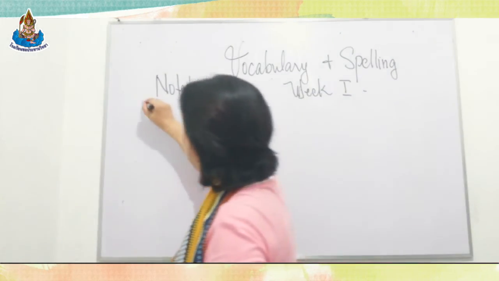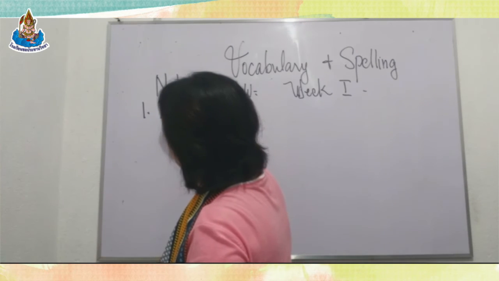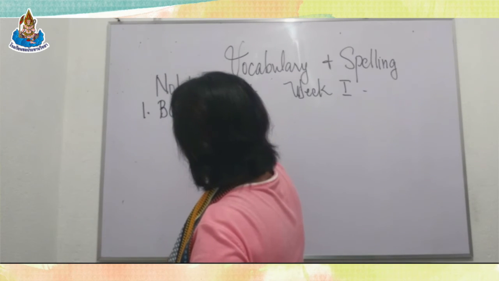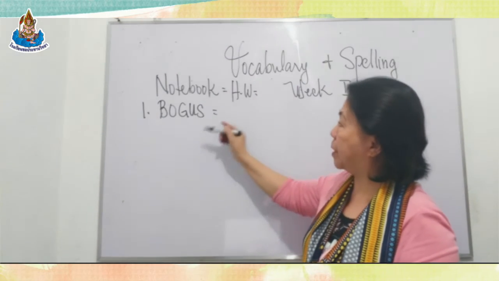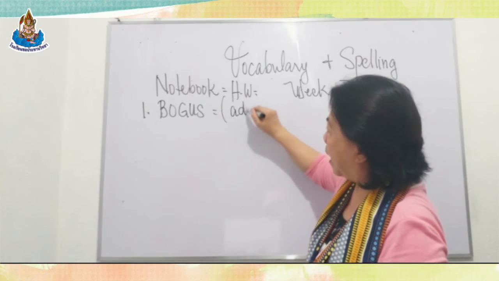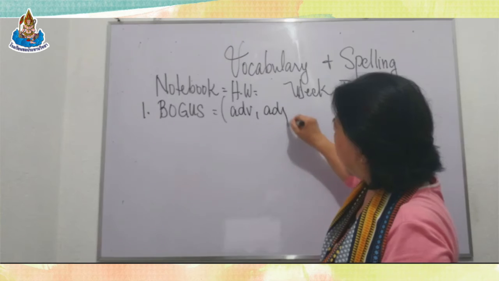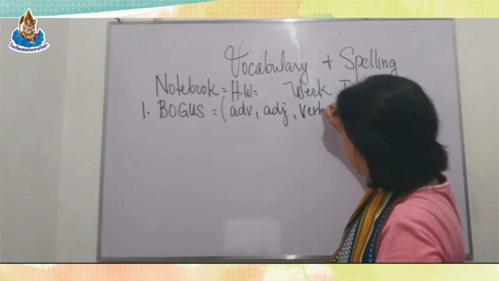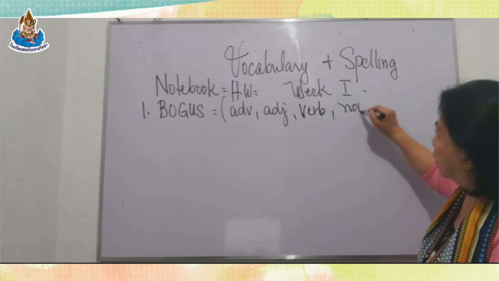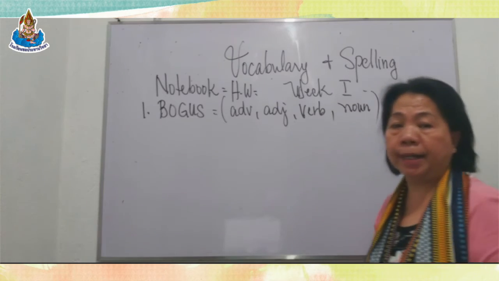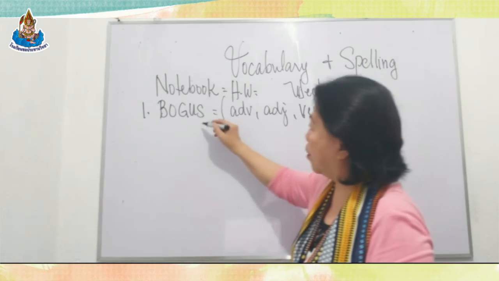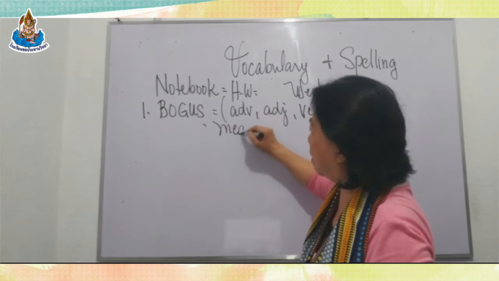For example, the first word that I gave there is bogus. What part of speech is this? Is this an adverb? Is this an adjective? Is this a verb? Or is this word a noun? So you're going to identify, and then after that, you're going to give the meaning.